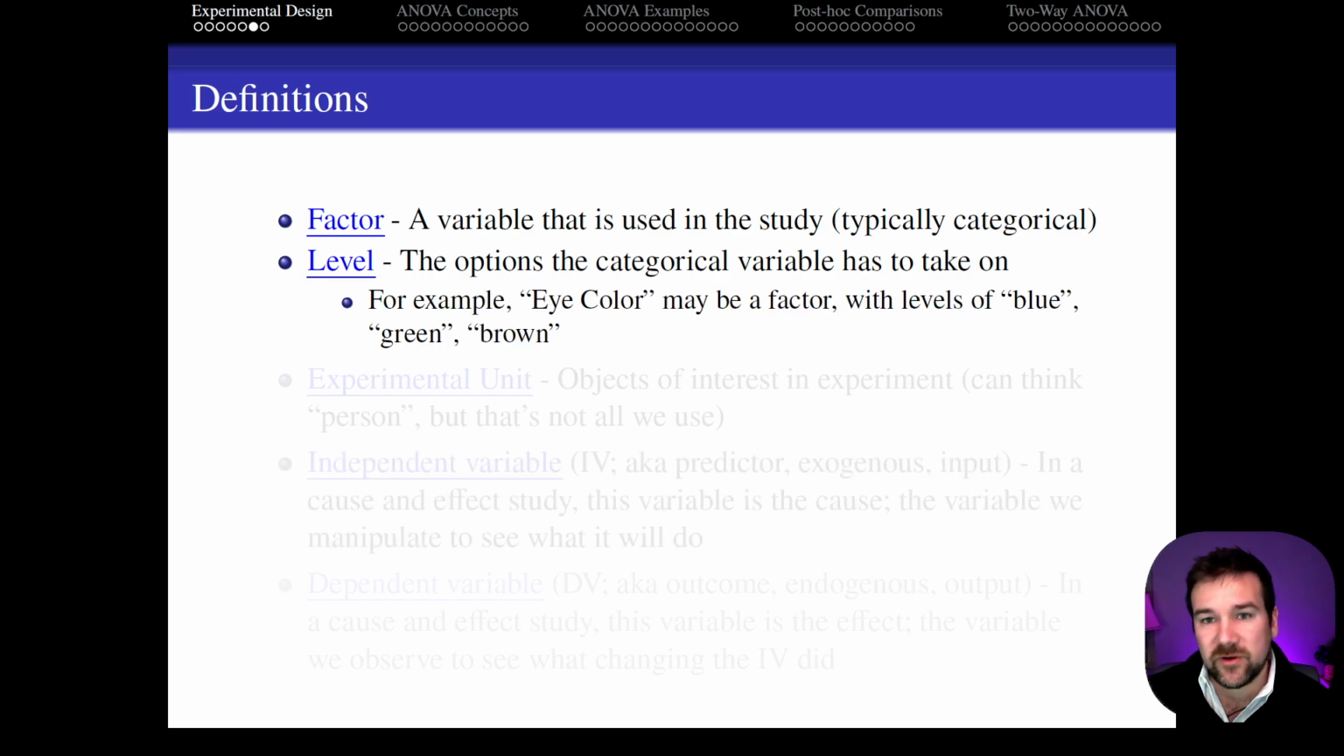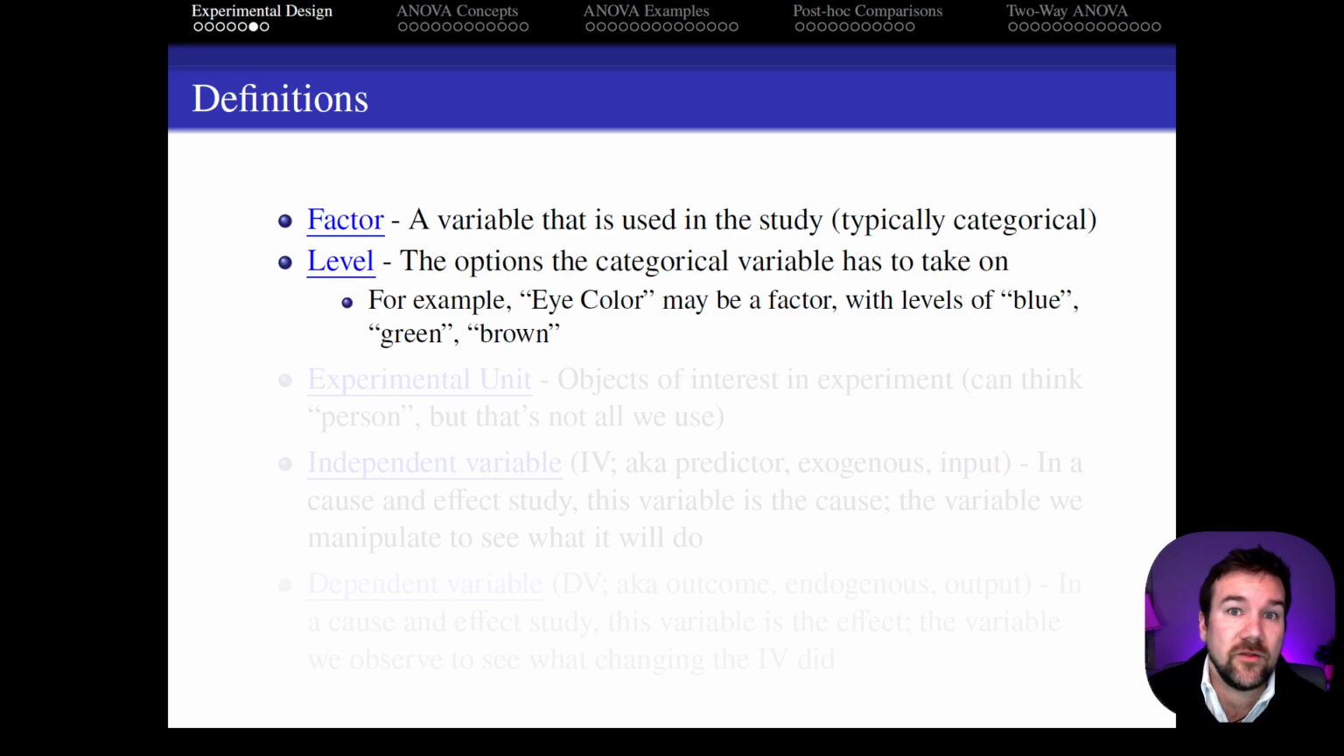So a good example here is think about eye color. Eye color is a factor, that's a categorical variable, and it could take on a whole bunch of different values: blue, green, brown, whatever, red. So eye color is our variable. That's our factor, a categorical variable. And the levels are the different things that it could take on.